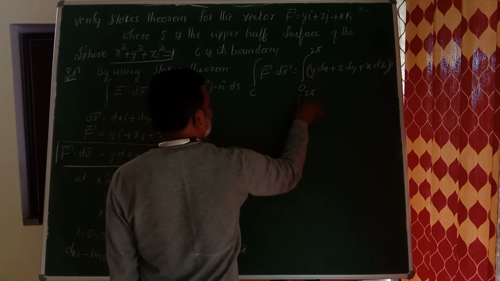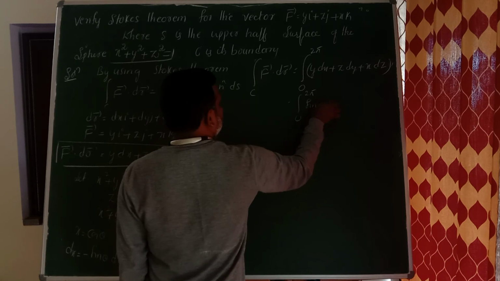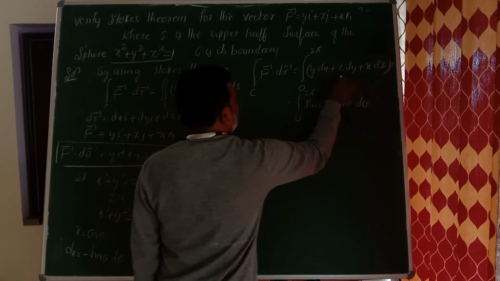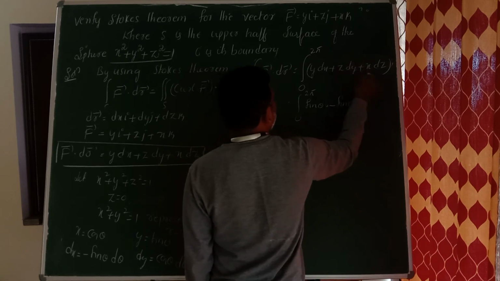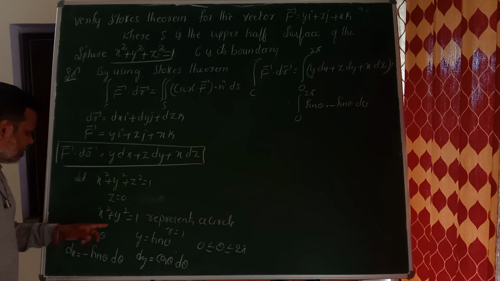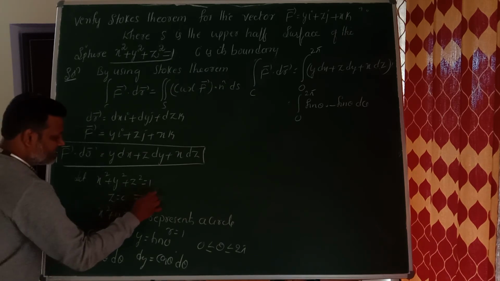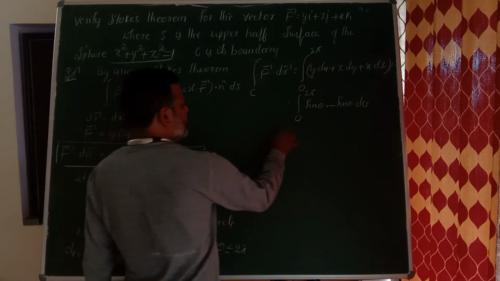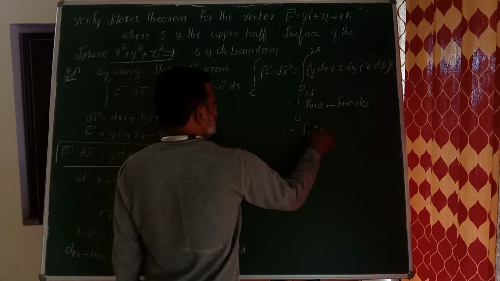So y is equal to sin theta, and dx is equal to minus sin theta d theta. And here the z term vanishes, and dz is equal to 0 and vanishes. As z is equal to 0, that implies dz is obviously equal to 0, if you differentiate that. So now you will get minus sin square theta.